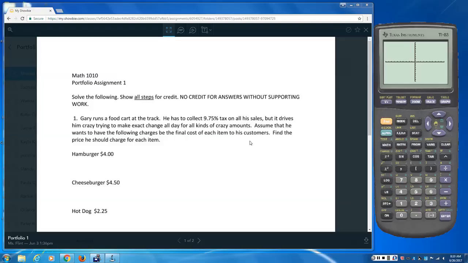Question here says to show all your steps, which you need to do. No credit for answers without work, and that is the way it is. Gary runs a food cart at the track. He has to collect 9.75% sales tax on all of his sales, but it drives him crazy trying to make exact change all day for all kinds of different crazy amounts. So we're going to assume that he wants to have the following charges to be the final after-tax cost of each item to his customers. Find the price that he should charge for each item.